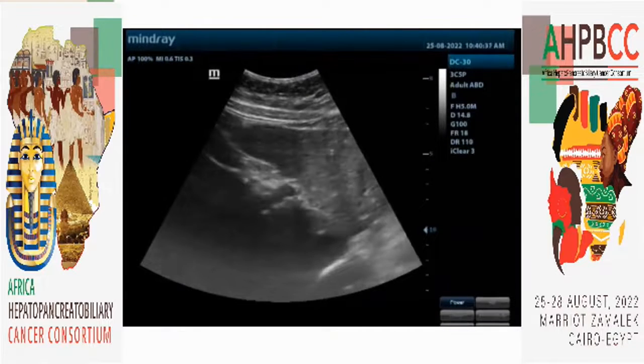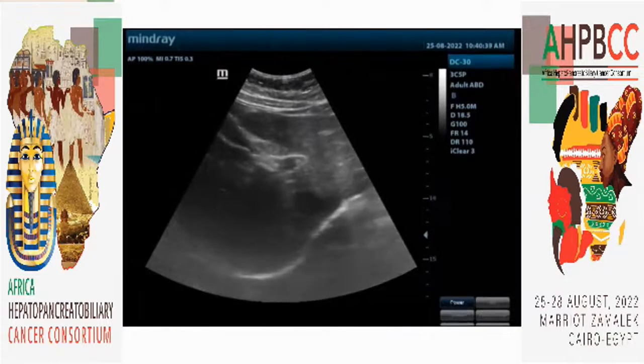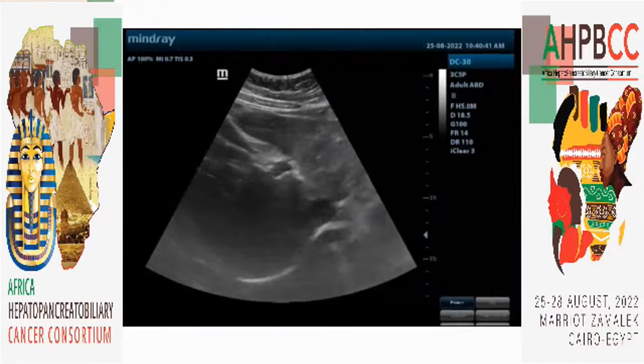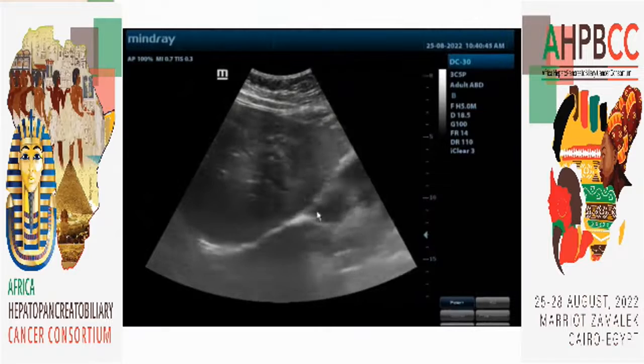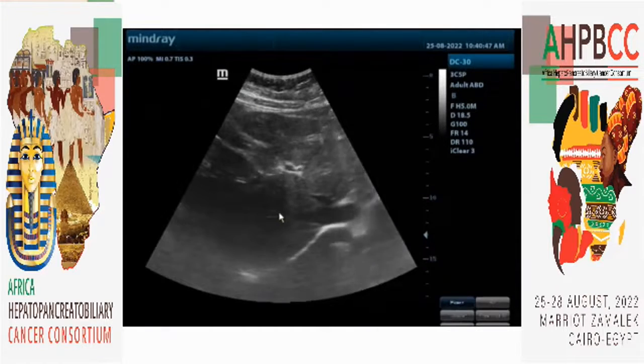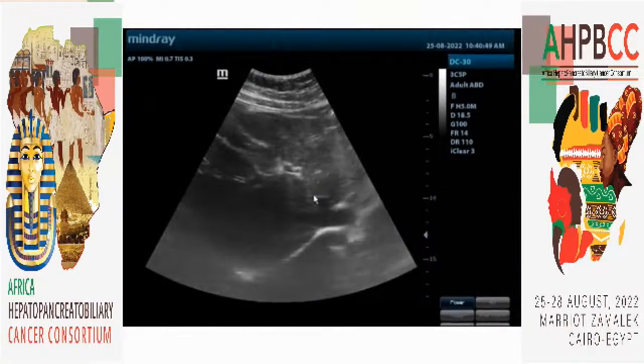And then on starting, this is a subcostal view. Here we can see the IVC, the right hepatic vein, and the middle hepatic vein.